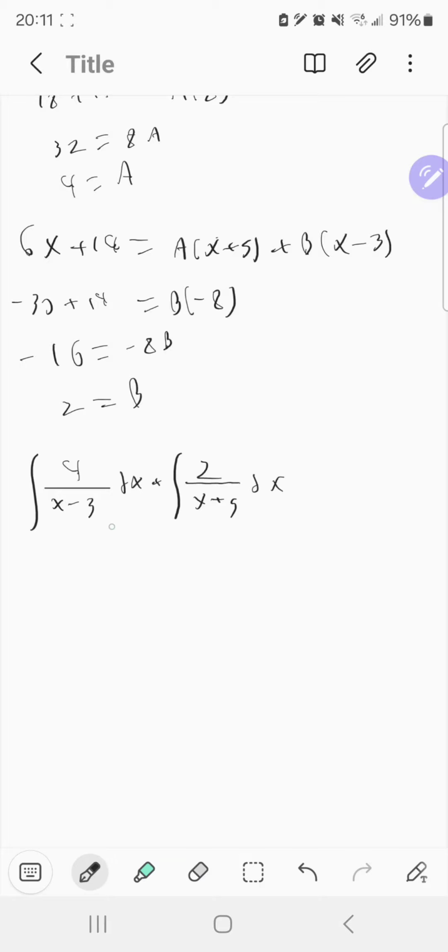When we evaluate each of them, since these have a single variable on the bottom to the power of 1, they turn to ln's. So 4 ln absolute value of (x - 3), just basic u substitution, plus 2 ln absolute value of (x + 5). And that is how you do integration through partial fractions.